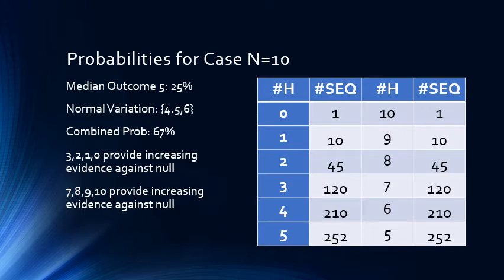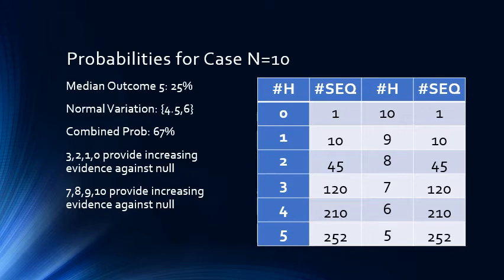So this is the central, the interquartile range. All of these numbers, 3, 2, 1, and 0, are outside the range of normal variation. So they provide increasing evidence against the null. If you see 3, it's a little bit of evidence against the null. 2 is more evidence, 1 is even more, and 0 is the strongest evidence against the null.